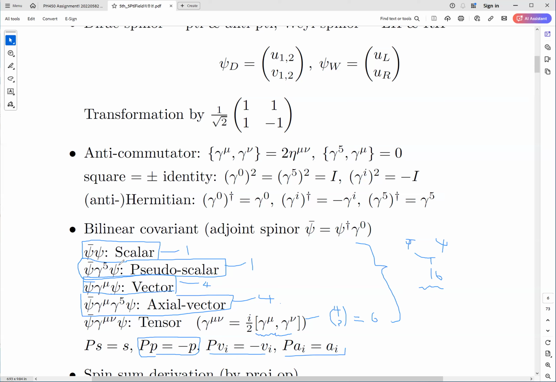Also, in these bilinear covariants, we can count the number of gamma matrices. For the scalar case, there is no gamma matrix. For the vector, there is 1 gamma matrix. And for the tensor, there are 2 gamma matrices. And gamma 5 is defined as proportional to i gamma 0, gamma 1, gamma 2, gamma 3, so there are 4 gamma matrices in the gamma 5 matrix. So for the axial vector, there are 3 gamma matrices, and for the scalar, it is proportional to the identity matrix. And for the pseudo scalar, there are 4 gamma matrices inside.